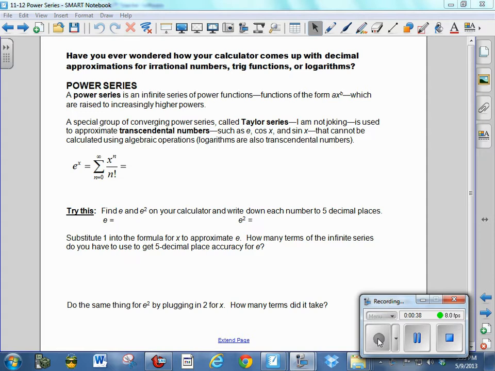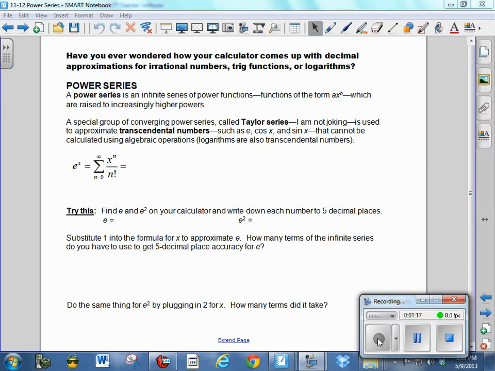Well, it's because of power series. A power series is an infinite series of power functions. In other words, a polynomial, actually an infinite polynomial with infinitely many terms, functions of the form ax to the b, which are raised to increasingly higher powers. A special group of converging power series called Taylor series, I'm not joking, I didn't make them up, that is their name, is used to approximate transcendental numbers such as e, cosine x, and sine x that cannot be calculated using algebraic operations. Logarithms are also transcendental numbers, for example.